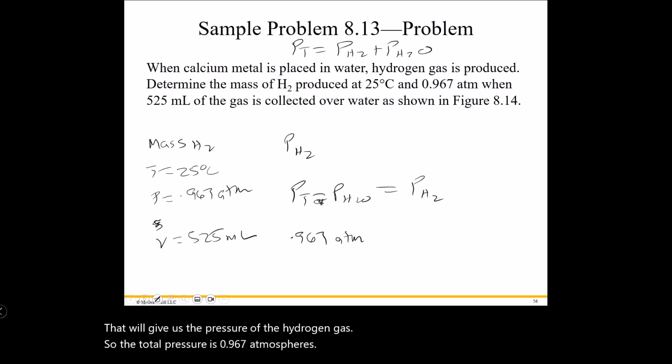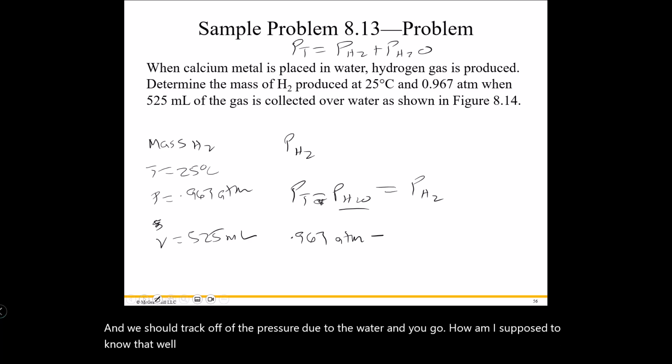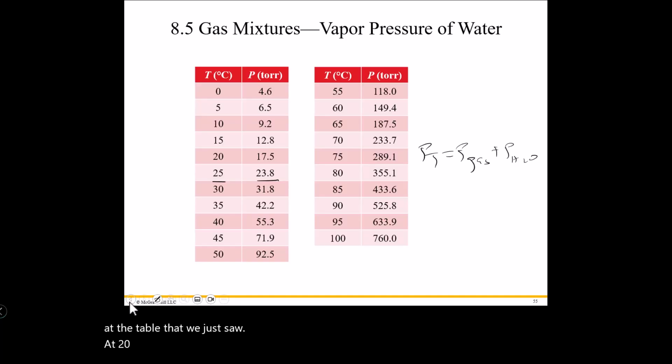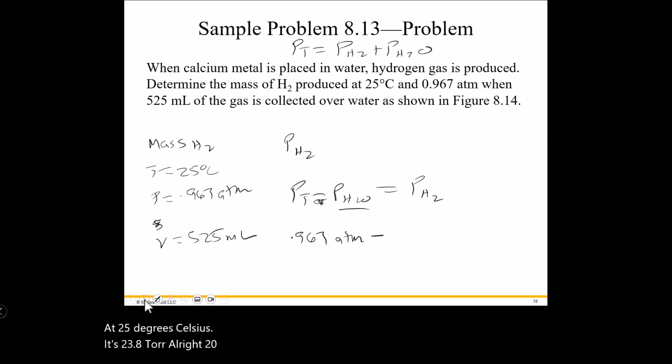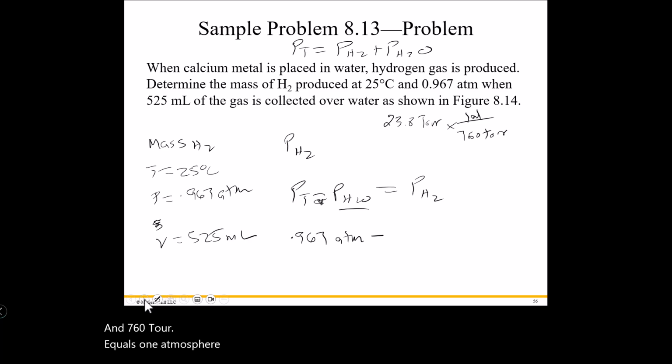And we subtract off the pressure due to the water. You go, how am I supposed to know that? Well, I don't expect you to memorize this. You know from looking at the table that we just saw, at 25 degrees Celsius, it's 23.8 torr. So here's what we know: 23.8 torr, and 760 torr equals 1 atmosphere. So multiply that out on your calculator.